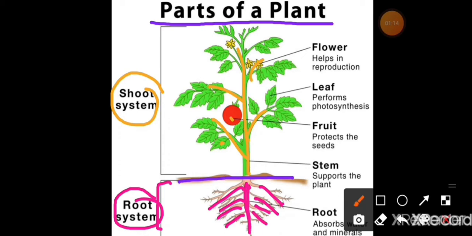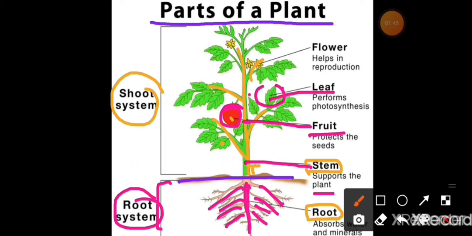Now the parts of a plant. This is the root, and it absorbs water and minerals from the soil. This is the stem part, and it supports the plant. This is the fruit. It protects the seed, because the seeds are present inside the fruit. This is the leaf, and it performs photosynthesis. These are the flowers, and they help in reproduction.